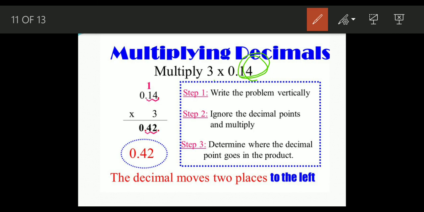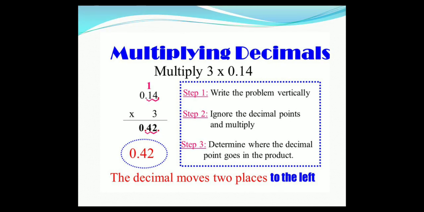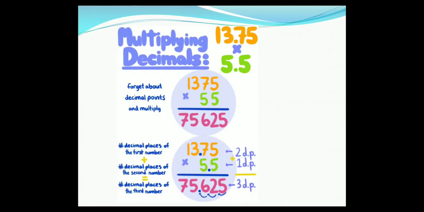Here I have how many numbers? 2 numbers. So before 2 numbers I'll keep the point. From the right side, before 2 numbers I'll keep the point. So my answer is 0.42. Clear? So this is how you multiply a decimal number and a whole number.